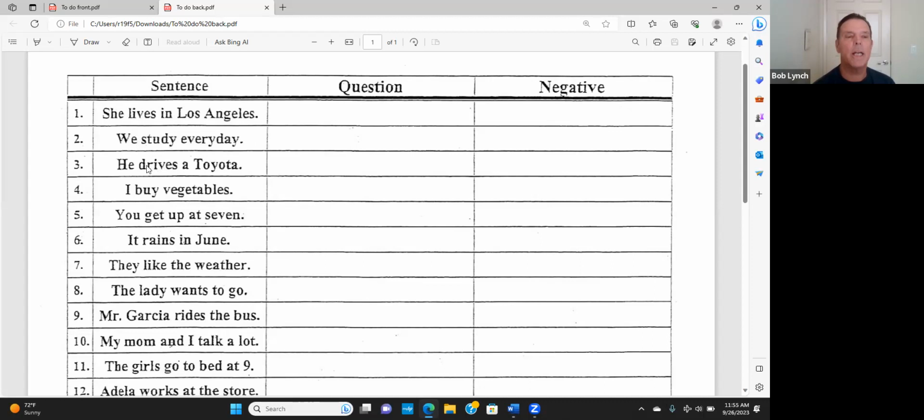Here's another one with the S. He does drive. You can say he drives. Yes, and they're both correct. But he does drive a Toyota. Question, does he drive a Toyota? Negative, he does not drive a Toyota. I hope that helps a little bit.